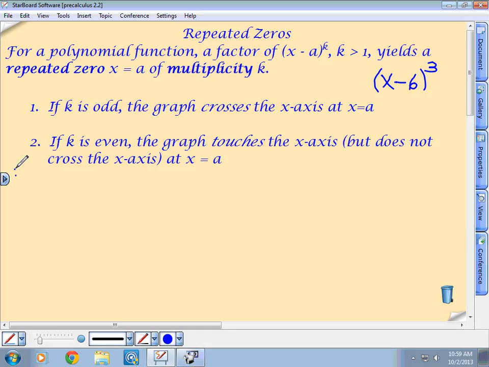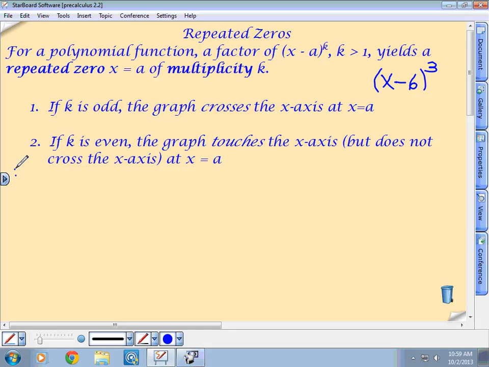So we know that if your polynomial factors out to x minus 6 to the third, and if you wanted to, you could take x minus 6 times x minus 6 times x minus 6 and find out what the whole polynomial is. You could. But if you could factor it down to a cubic or to the fourth, any particular exponent, then you already know one of the zeros, and it's going to repeat. That means it's going to do it multiple times.